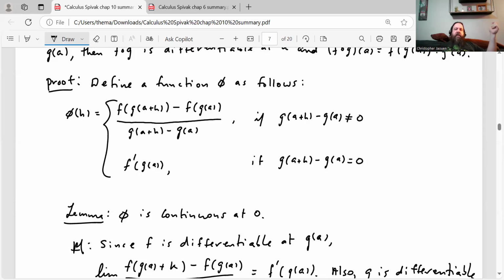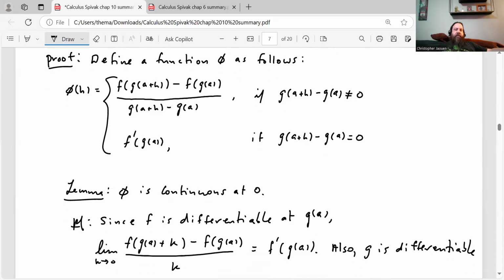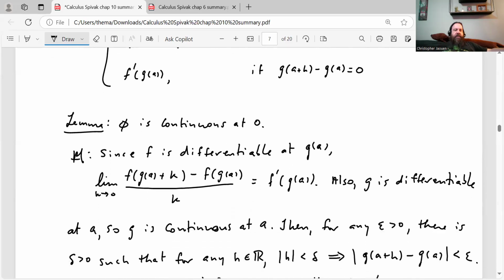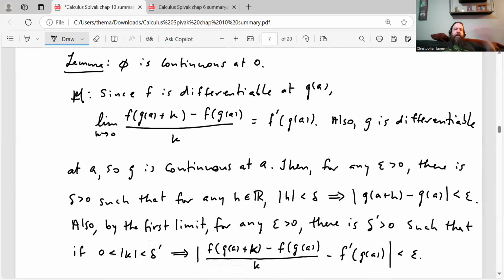Define the function phi of h to be f of g of a plus h minus f of g of a, divided by g of a plus h minus g of a, if g of a plus h minus g of a is not 0, and define it to be f prime of g of a if g of a plus h minus g of a is 0. Then we're going to prove a lemma about that function phi: phi is continuous at 0. And here's the proof.